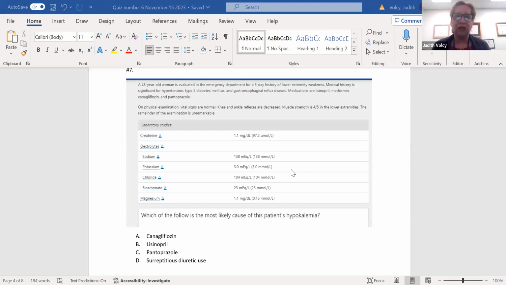So for her, they're telling you that she's on lisinopril, but it can't be lisinopril as the cause of her hypokalemia because we know lisinopril causes hyperkalemia. But she has the opposite. She has low potassium. So we can cross lisinopril off the list.